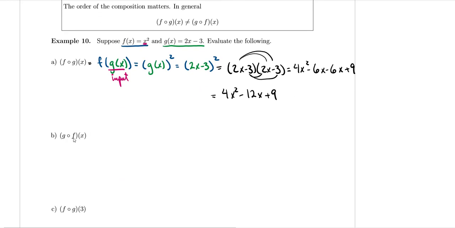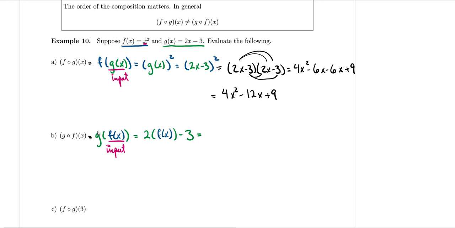Now, what about g of f of x? So let's take a look. Are we getting the same thing? Let's see. Now we have g of f of x. So now the input is f, and that input is going into function g. Now what was the function g telling us to do? It was telling us to take 2 times whatever the input was. In this case the input is f of x, and then we took away 3.